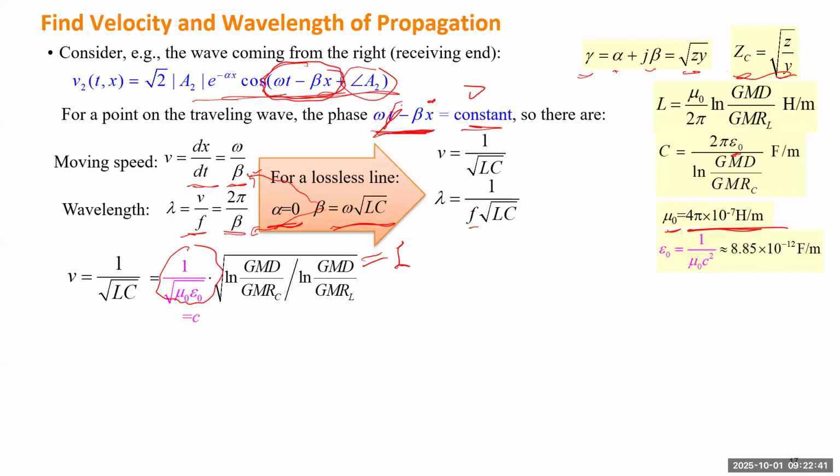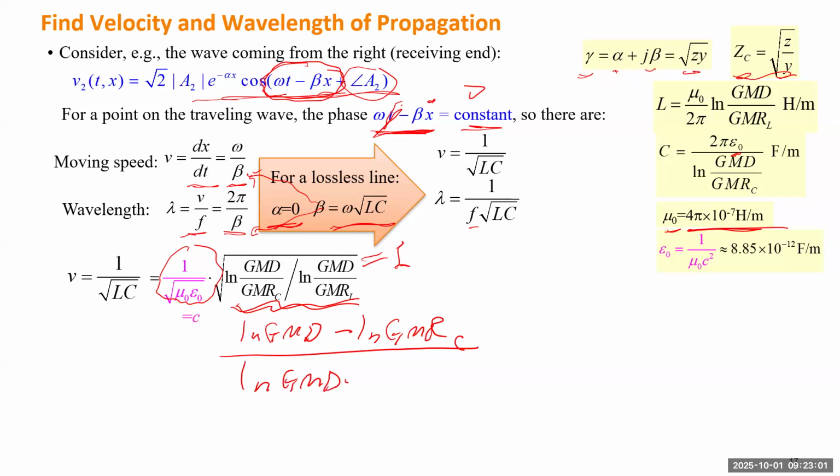Keep in mind, everything here will actually equal log GMD minus log GMR-C, divided by log GMD minus log GMR-L. If GMD is much bigger than either GMR-C or GMR-L, those two items can be ignored in both the numerator and denominator. So eventually this one is extremely close to 1.